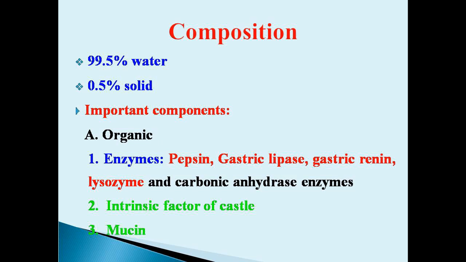Now the composition: 99.5% is water and 0.5% is solid. These solid components are again divided into organic components and inorganic components. Organic components include enzymes like pepsin, gastric lipase, gastric renin, lysozyme and carbonic anhydrase. The second important factor of gastric juice is intrinsic factor of Castle. The third important factor is mucin.